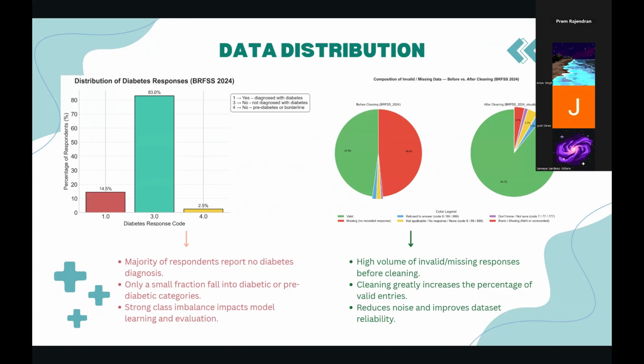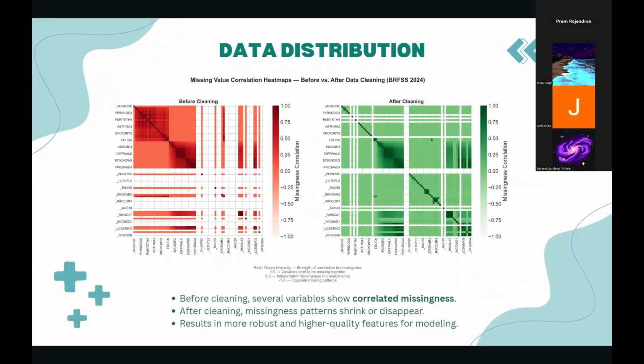In the first two plots, as you can see, the raw dataset had a huge amount of missing or invalid responses, almost half of the entries. After cleaning, the amount of valid data jumped to nearly 90%, which immediately made the dataset much more reliable. You can also see the patterns of missingness in this graph, which is really tightened up after cleaning. The features became more stable and consistent.